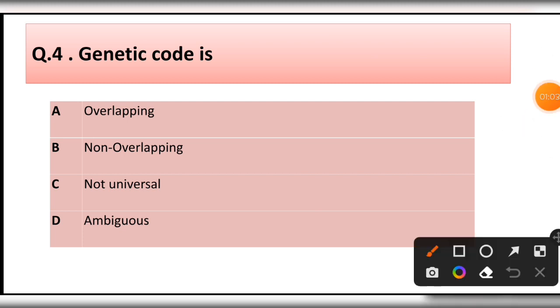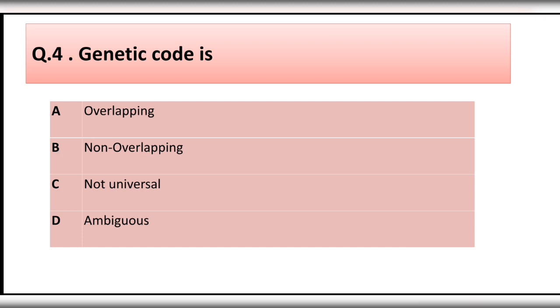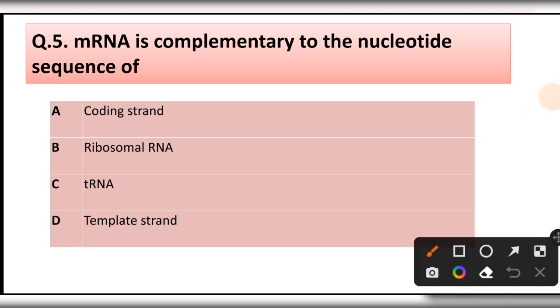Question 4. Genetic code is overlapping, non-overlapping, not universal, ambiguous. Correct answer is option B. Genetic code is non-overlapping. Question 5. mRNA is complementary to the nucleotide sequence of the coding strand, ribosomal RNA, tRNA, template strand. Correct answer is option A, coding strand.